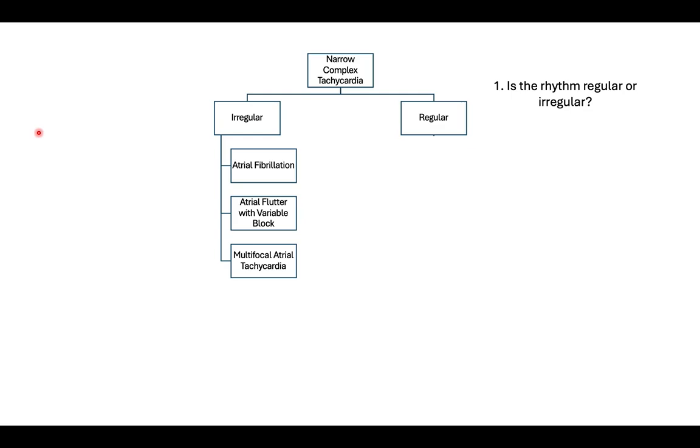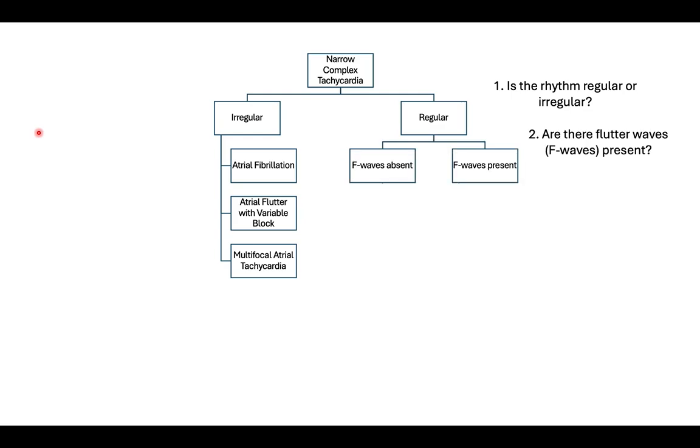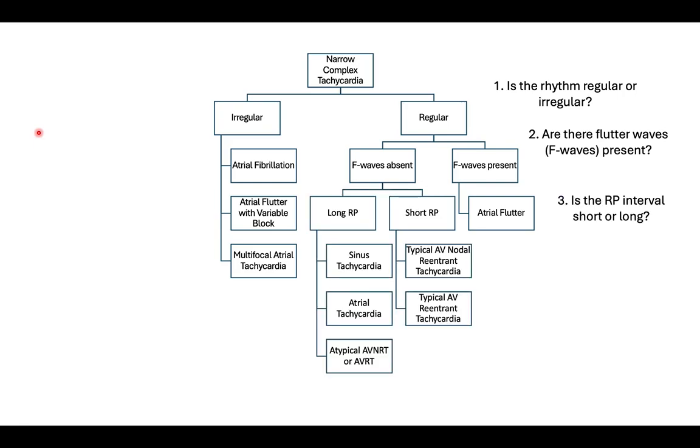If the rhythm is regular, the next question we are going to ask ourselves is, are there flutter waves visible? And if there are, then we're thinking about atrial flutter. And if there are not, we are going to next look at P waves and look at the RP interval. And the RP interval I'll get into in just a moment. But if we have a long RP interval, we're thinking about sinus tachycardia, atrial tachycardia, and atypical reentrant tachycardias.